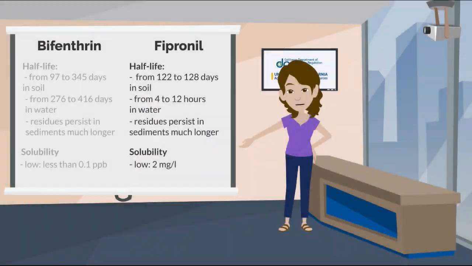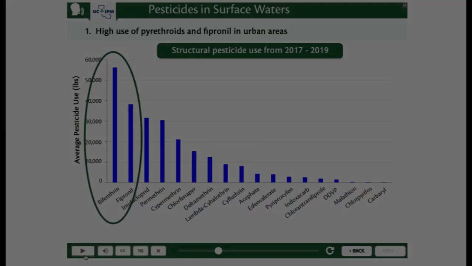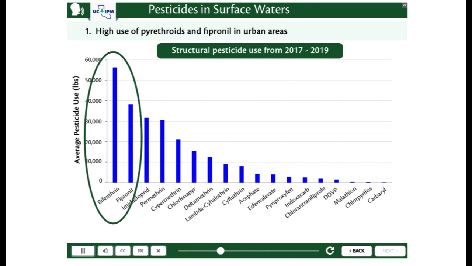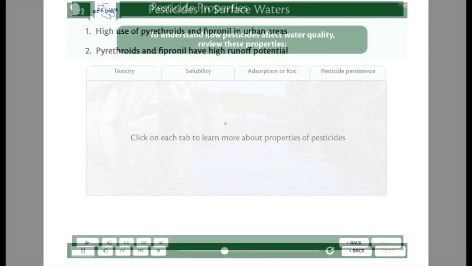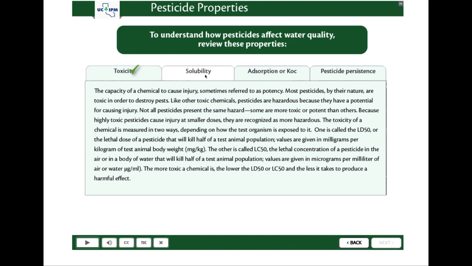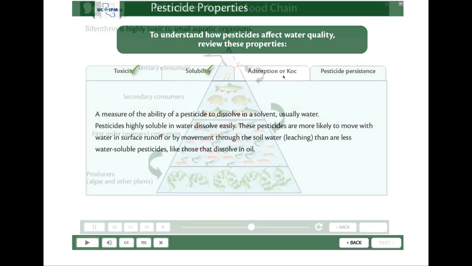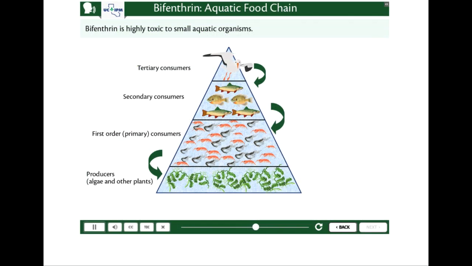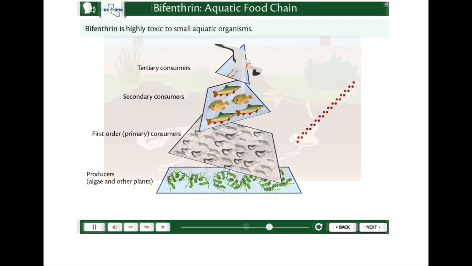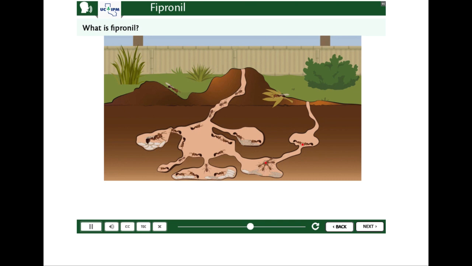Bifenthrin and fipronil, pesticides most frequently detected in California waterways, are addressed in the 3rd module. Learners refresh their knowledge of different pesticide properties related to their toxicity and persistence in the environment. Using an illustrated animated aquatic food chain, participants learn how these pesticides can affect the aquatic ecosystems. We have used an animated illustration to explain how target social insects distribute pesticide-containing bait to the members of their colony.